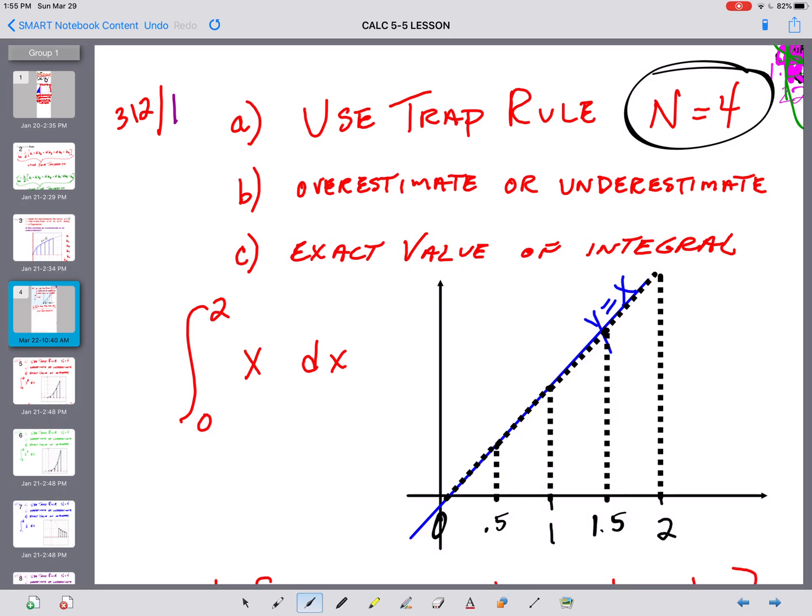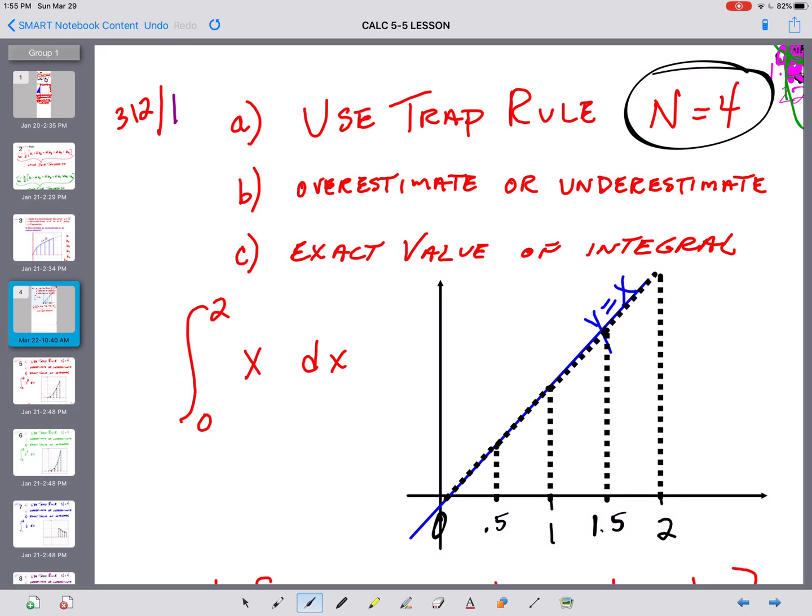Part B, is that trapezoid rule estimate an overestimate or an underestimate for this particular problem? And part C, what's the exact value of the integral? So compare part A and part C. That's really what they want you to do.